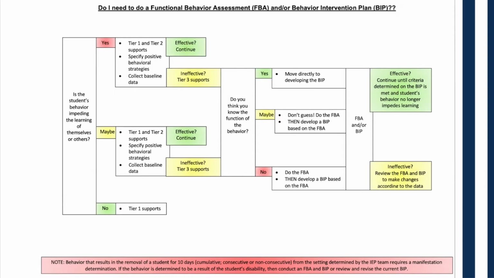If we can answer maybe or yes to is the student's behavior impeding the learning of themselves or others, then we really need to consider our Tier 1 strategies and supports. Are they in place, rock solid? We are implementing things accurately and with consistency, and considered some Tier 2 supports as well.